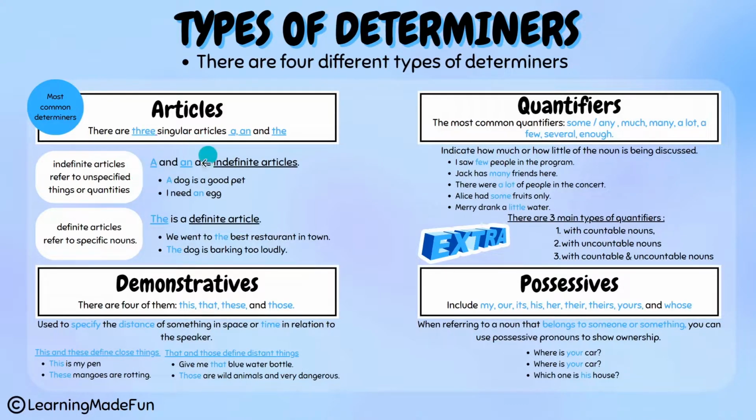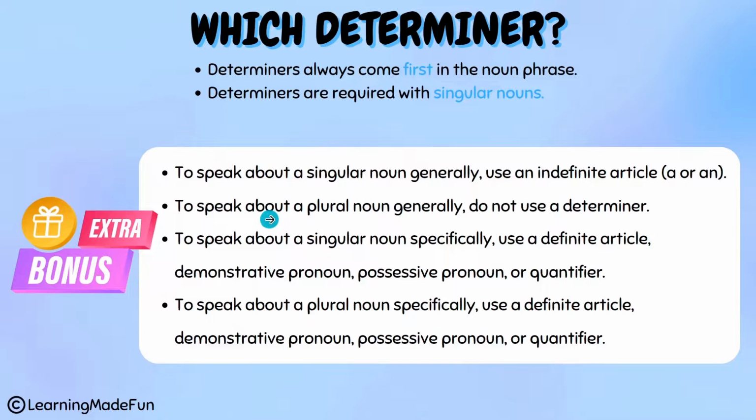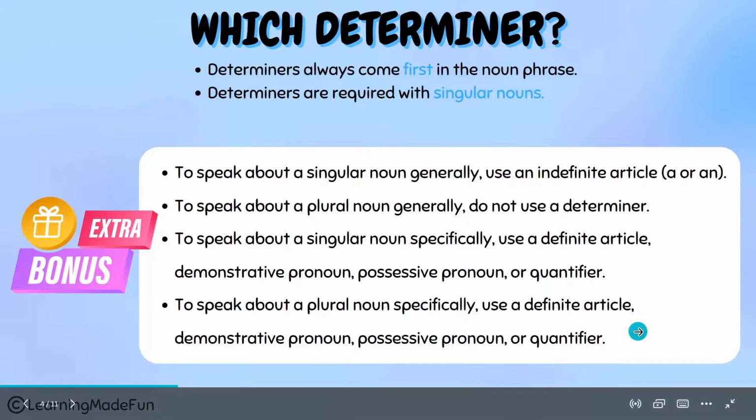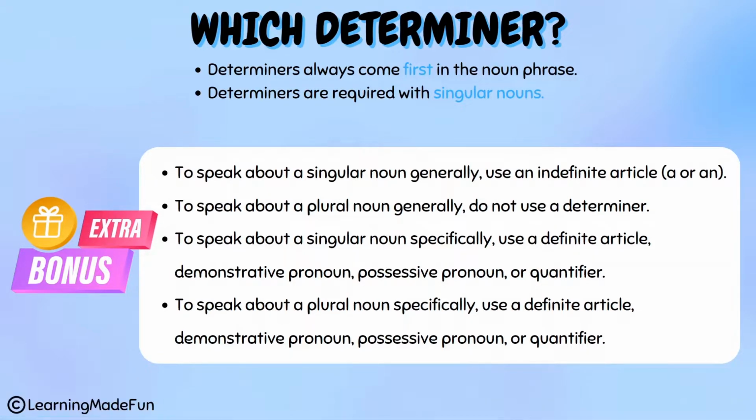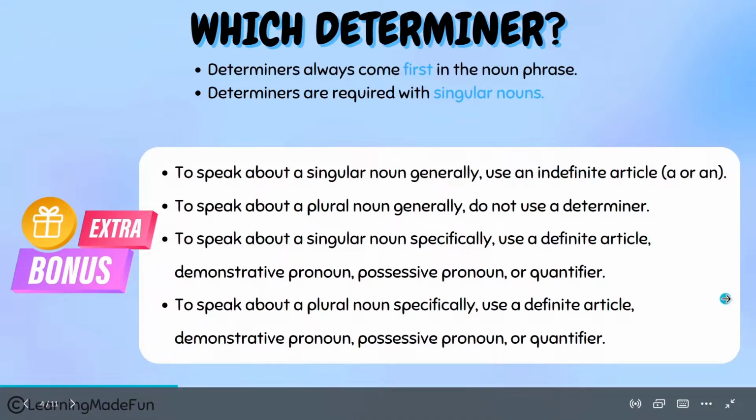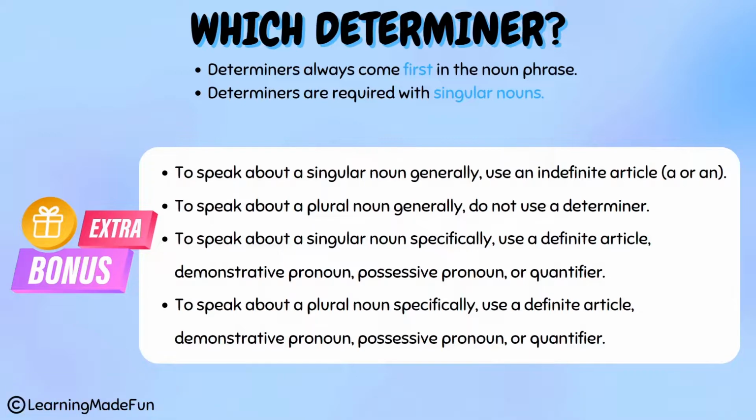So as you can see, if I go back and look at the articles, we can see that we have two, a and an. And then next, to speak about a plural noun generally, so if you have a plural noun and you want to speak about it generally, then you don't use a determiner. Instead, when you speak about a singular noun specifically, you use a definite article, a demonstrative pronoun, a possessive pronoun, or a quantifier. So those are your choices if you're speaking about a singular noun specifically. To speak about a plural noun specifically, so the opposite, you use a definite article, demonstrative pronoun, possessive pronoun, or quantifier.